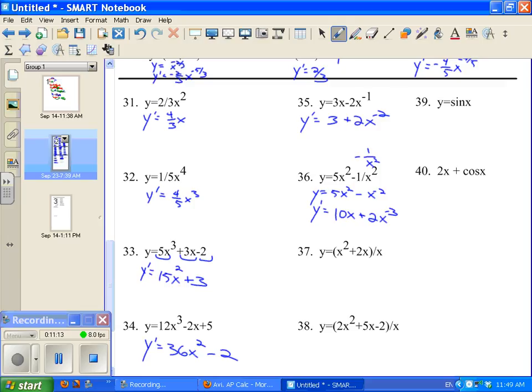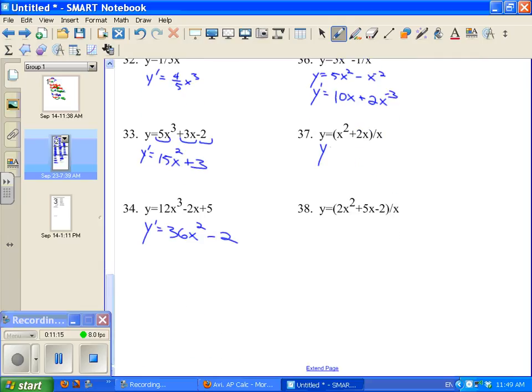Okay, now let's rewrite this one so it's a little easier to see. You've got x squared plus 2x over x. Well, that's complicated, sort of. Do each part individually, but bring the x up top first. So it's going to be x squared plus 2x times x to the negative 1. Simplify first. Okay.